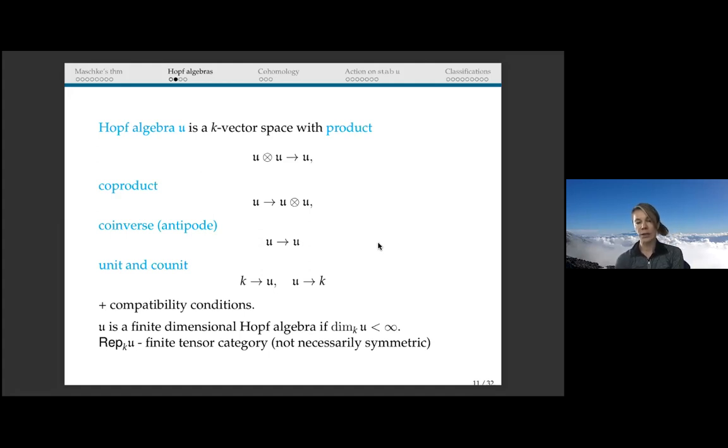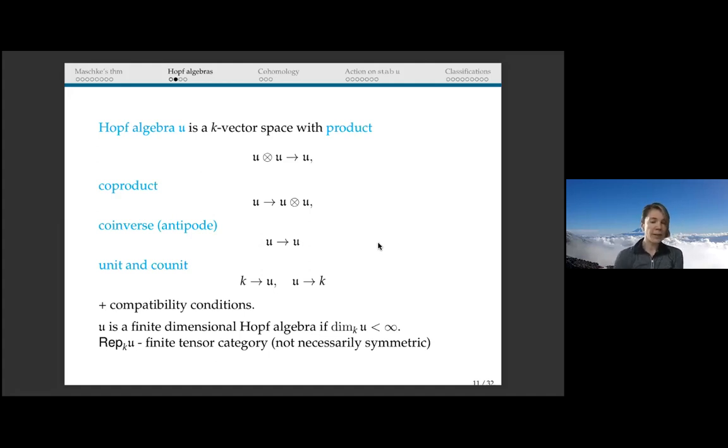So this U is an augmented algebra, meaning that there is a map to K, and it's an algebra over K, meaning there is a map from K. And then one can write a myriad of diagrams to relate all of these operations to make the thing into a Hopf algebra. And it's finite dimensional simply if the dimension of U as a vector space is finite.